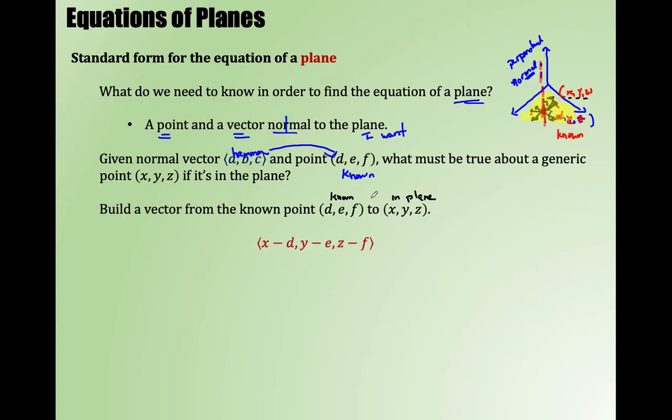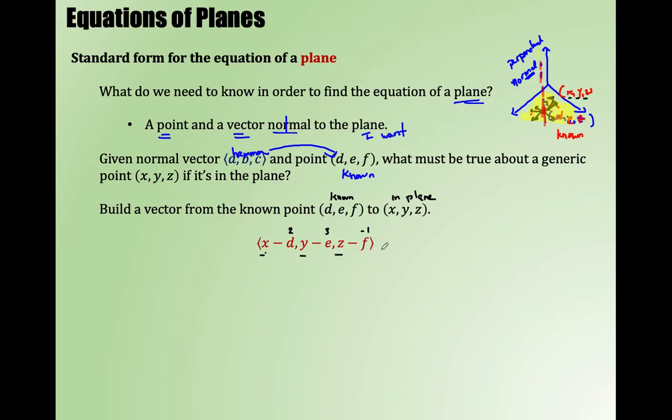So, how do I create a vector? This is old news. X minus D, Y minus E, Z minus F. You know how to do that. We've done that before. Again, in your mind, pretend these are known values. Pretend D is 2, E is 3, and F is -1. The distance from any X in the plane to D, any Y in the plane to E, any Z in the plane to F.